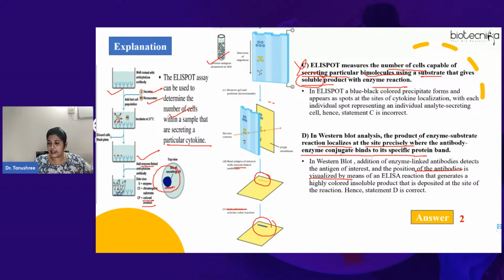And Reshma, you have asked that, ma'am, instead of soluble, if they would have mentioned insoluble, then would statement C have been correct. So statement C is: ELISpot measures the number of cells capable of secreting a particular biomolecule. This is right. Using a substrate that gives an insoluble product with enzyme reaction. So yes, then this statement would have been correct. So you can see, right, CSIR NET plays with words. They are just replacing one word, and when you change one word, the entire statement meaning changes, right?